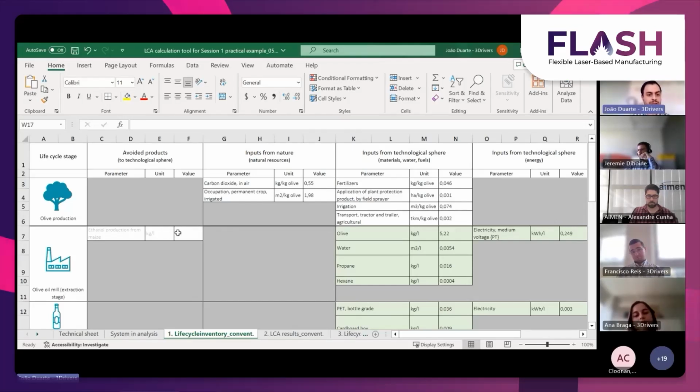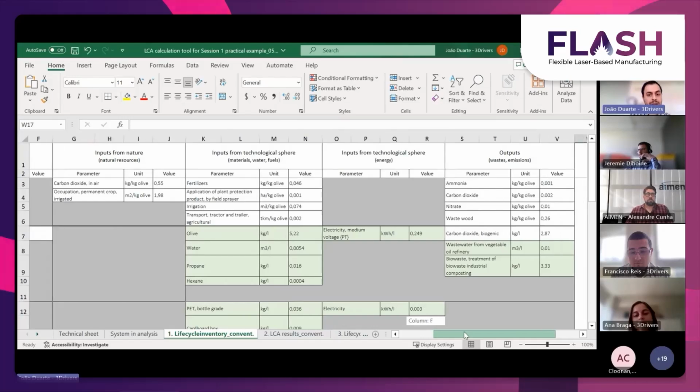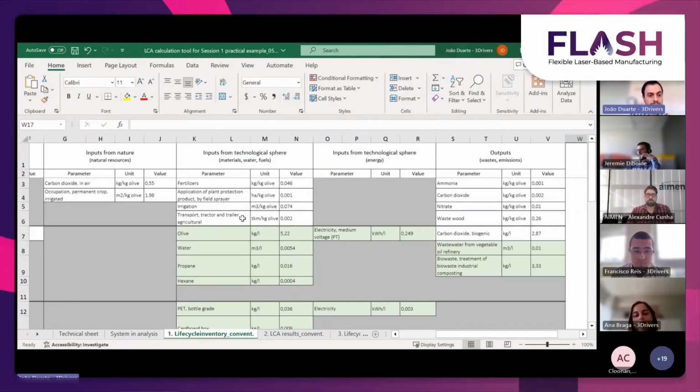In the improvement strategies, we'll look into the avoided product of ethanol produced by the olive pomace. So we use one of the wastes that result from the extraction process as a way to produce a different type of product that will result in a benefit to the environment. So looking at the different life cycle stages, these are the inputs that we identified in the slides.